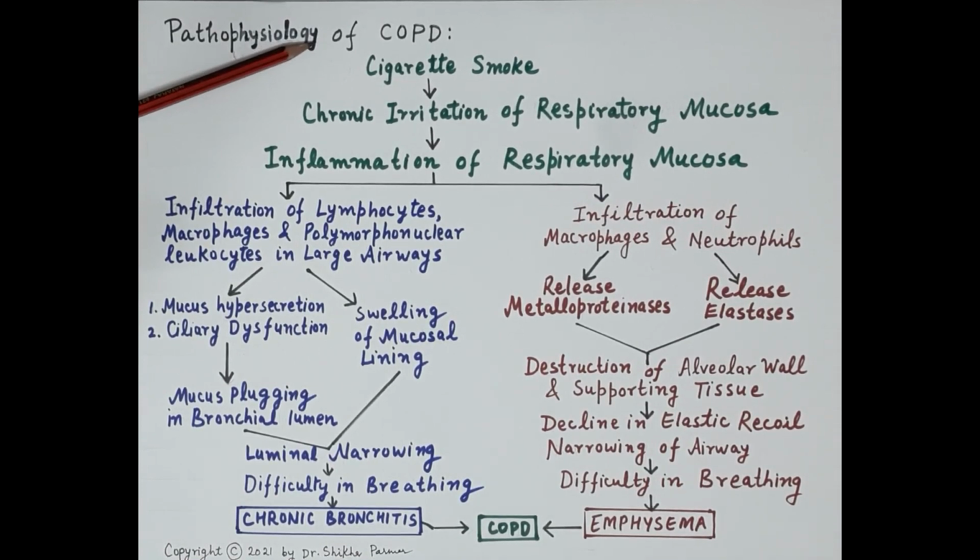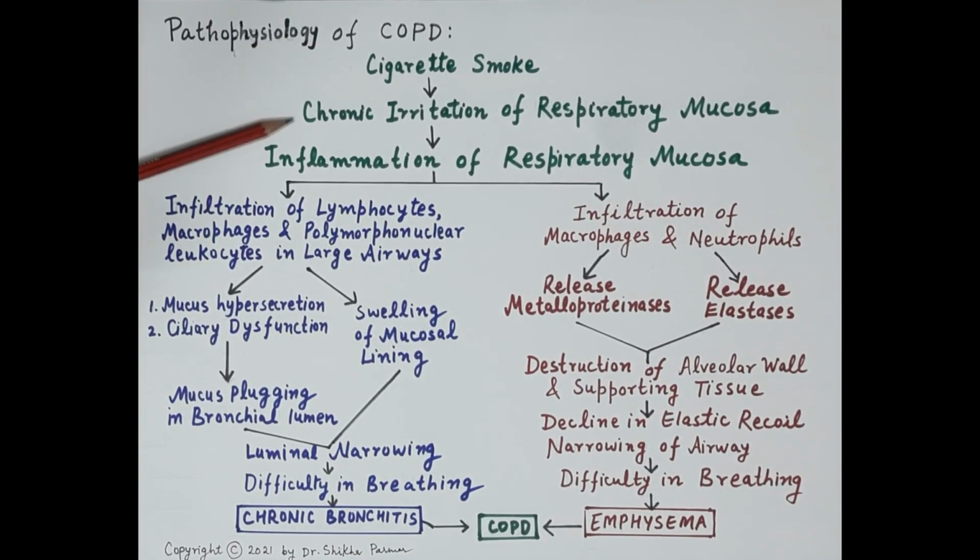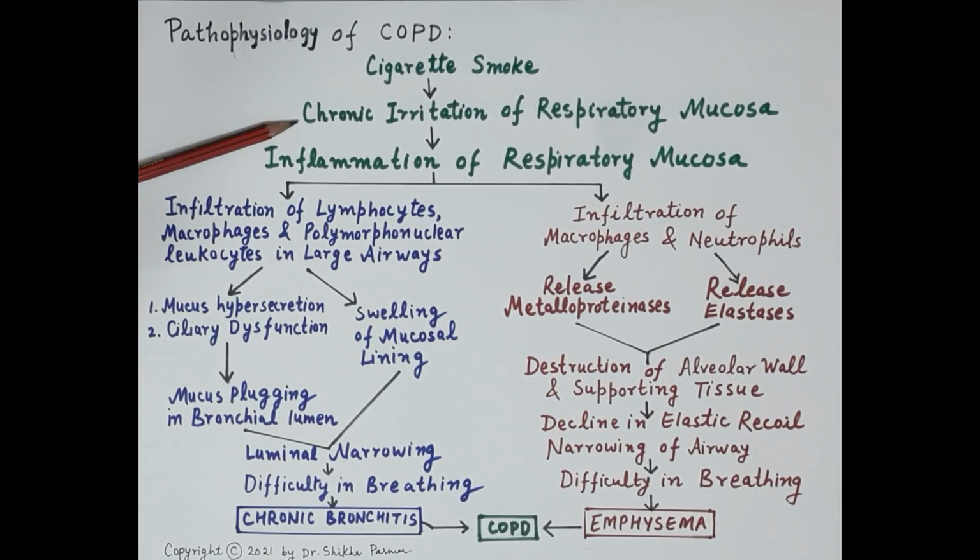Now, cigarette smoke causes chronic irritation and thus inflammation of the innermost lining of respiratory tubes. So, there is a chronic irritation and a chronic inflammation of the respiratory mucosa. This inflammation on one hand progresses to chronic bronchitis, whereas on the other hand it results in emphysema. This inflammation of the respiratory mucosa causes infiltration of lymphocytes, macrophages and polymorphonuclear leukocytes in the large airway, that is in the trachea and bronchi.